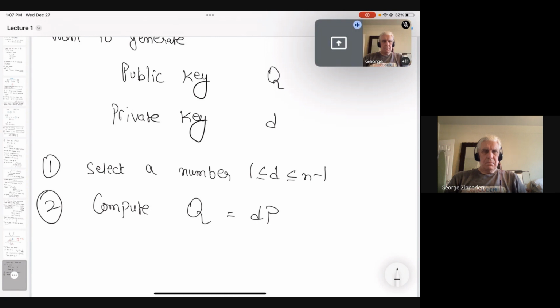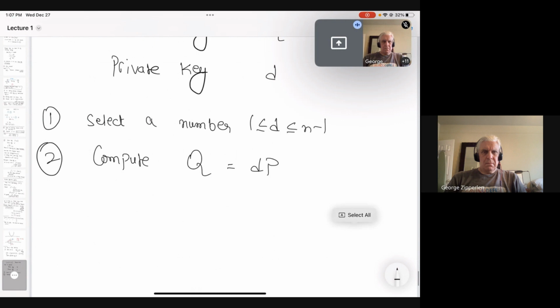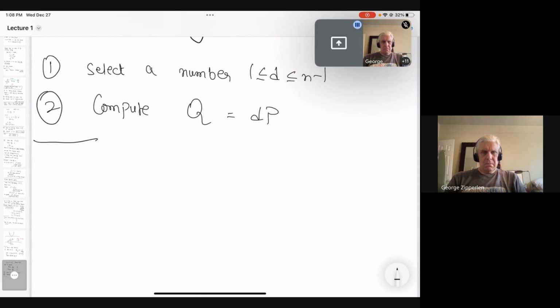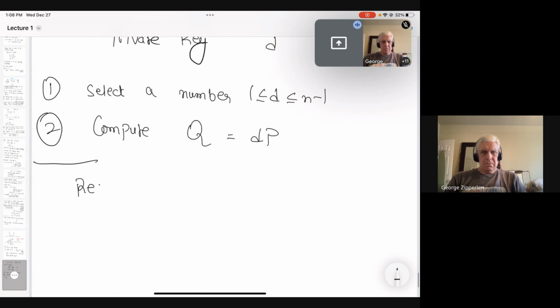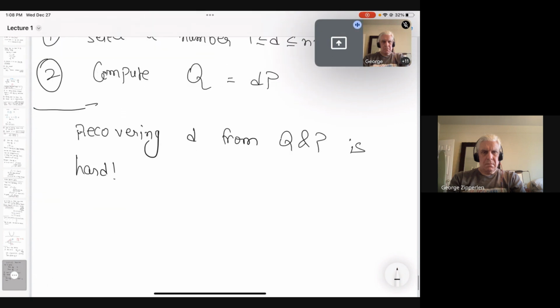Now, the idea is that even if somebody has information about Q and P, it's not easy to recover D. If I give you two points on the elliptic curve, Q and P, and ask how many times you have to add P to get back to Q, that information is not very easy to recover. So the mathematical hardness is that recovering D from Q and P is hard. This is the mathematical hardness that we rely upon.